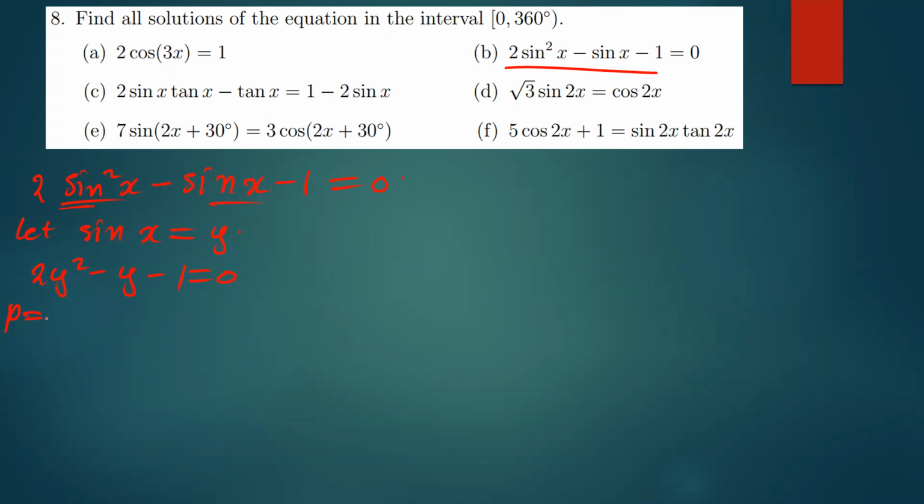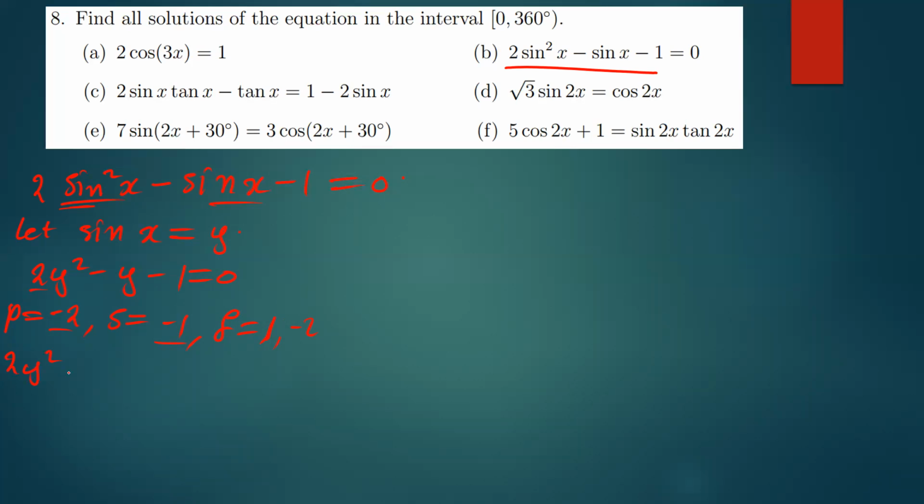The product of this quadratic equation, we multiply 2 and -1, we get -2. And the sum is -1. We need two numbers that multiply to give -2, and when we add them, we get -1. These numbers are 1 and -2. When you add these two numbers, you get -1. When you multiply them, you get -2. So we can plug them into the quadratic equation.